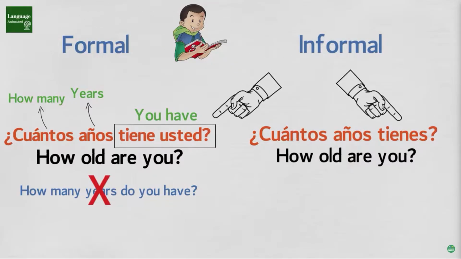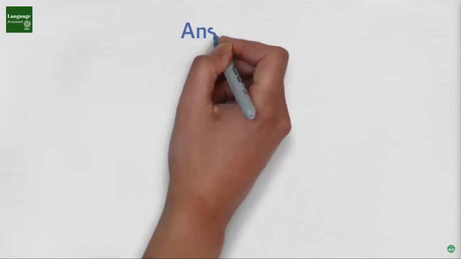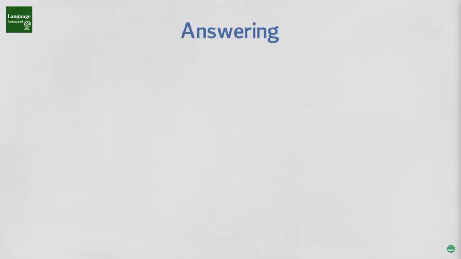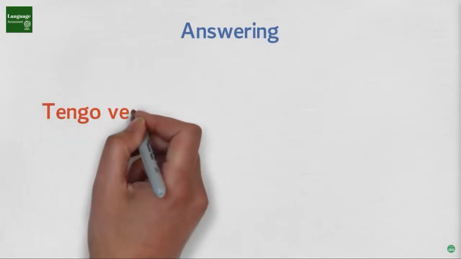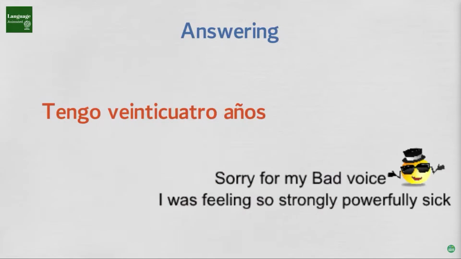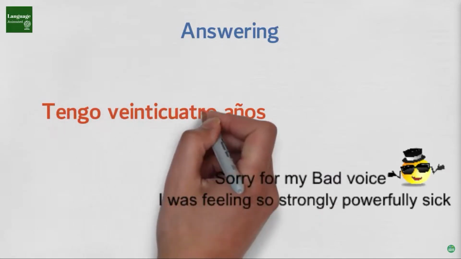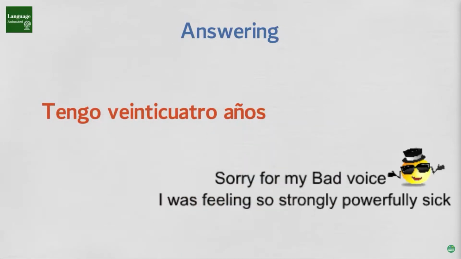O bien. También tengo 24 años, o bien. También tengo 24 años, o bien means good, nice. I am also 24 years old.